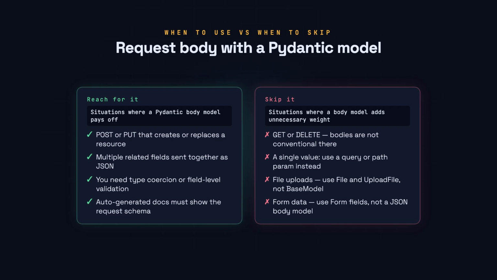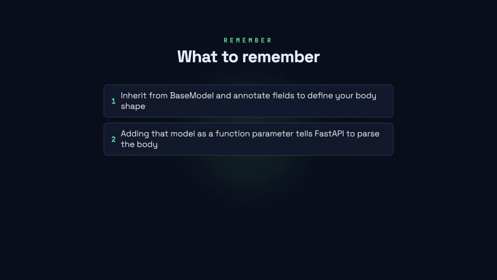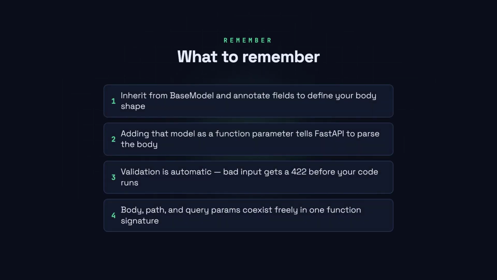the JSON body model. To recap, subclass Pydantic's BaseModel and declare your fields with type annotations. Add an instance of that model as a parameter to your route function, and FastAPI will read, parse, and validate the incoming JSON body for you. Invalid data is rejected with a clear error automatically. And you can mix a body parameter with path parameters and query parameters in the same function without any extra configuration.